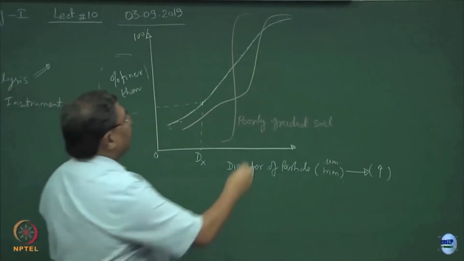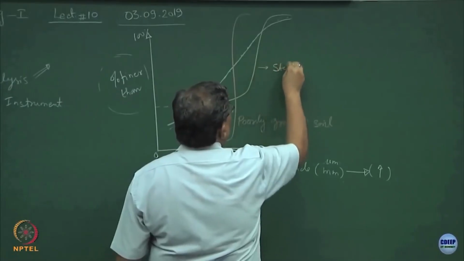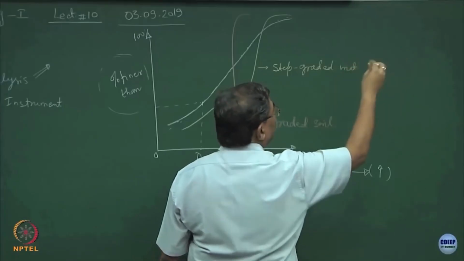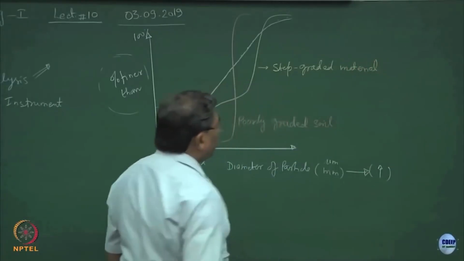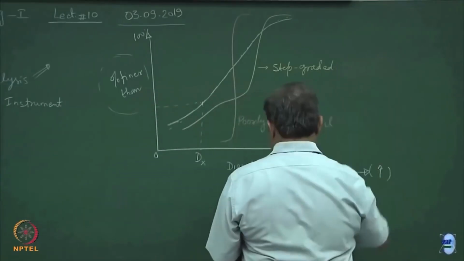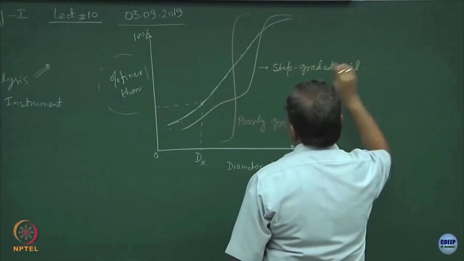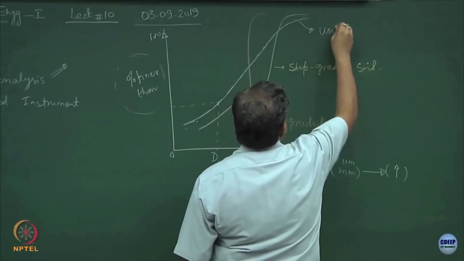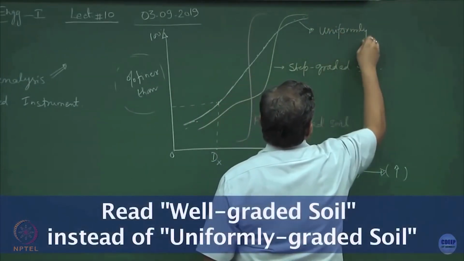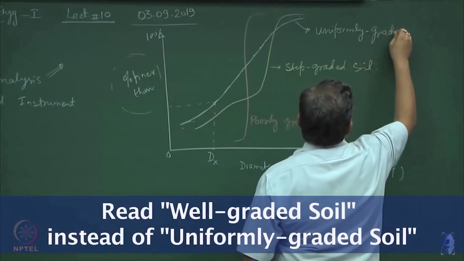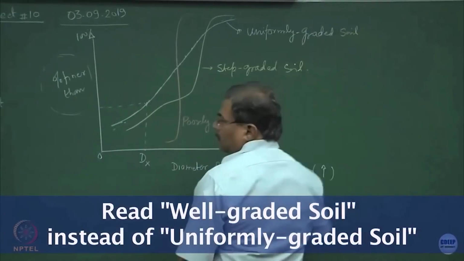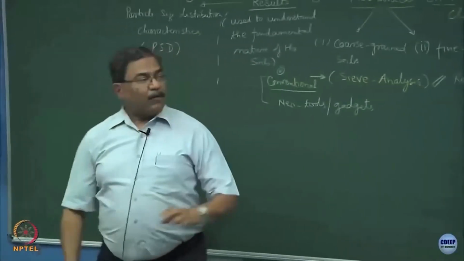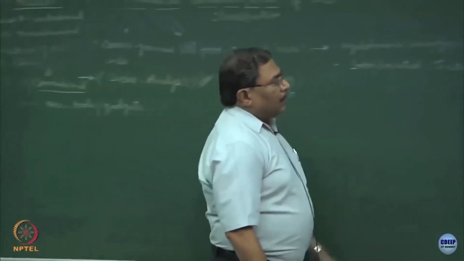The yellow one seems to be a step graded material. Or let us use the word soil. However, the white one would be a uniformly graded soil. So, looking at the nature of the graph or the characteristic curve, I can understand what type of soil I am working with. What is the philosophy behind this?